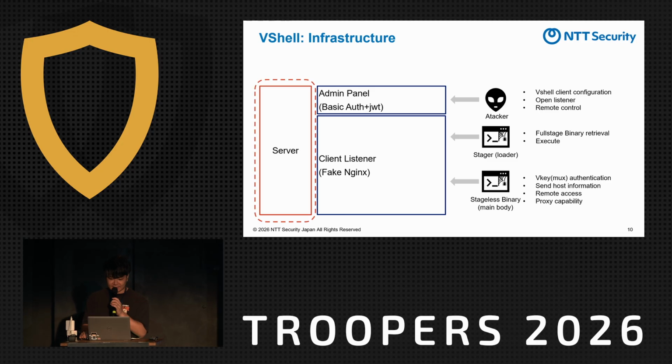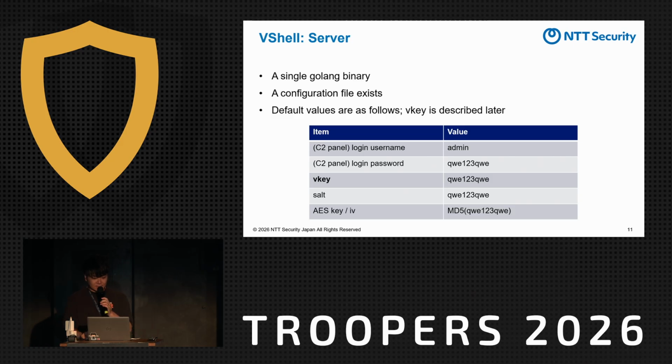First, we focus on the left side of this diagram, the C2 server. Here are the details of the VShell server. The server runs as a single Golang binary and comes with a configuration file containing default values. The most important field is the vkey. The secret key is used for authentication between the clients and server. We will focus on the vkey later in this talk. The table shows the configuration fields and their default values.